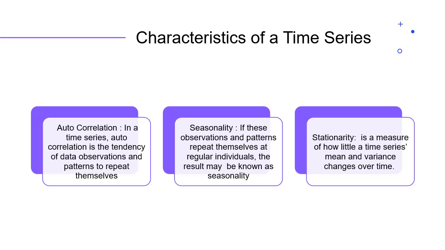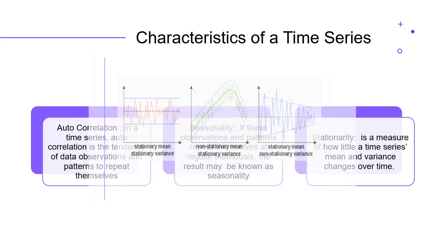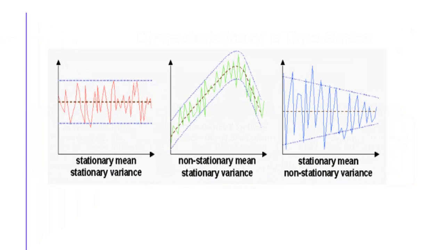If the mean and variance of the time series remain the same along the time, then we have stationarity. In the charts, we see three situations of time series where mean and variance remain constant in the beginning. In one case, you see the mean is varying. In the other case, the variance is varying differently over time.